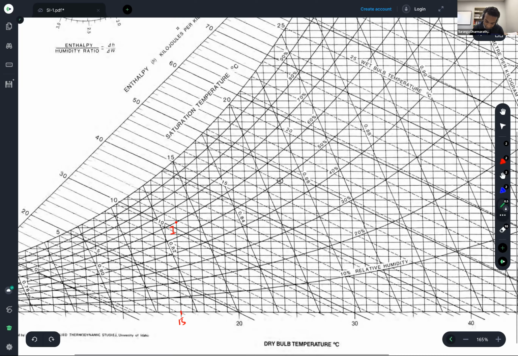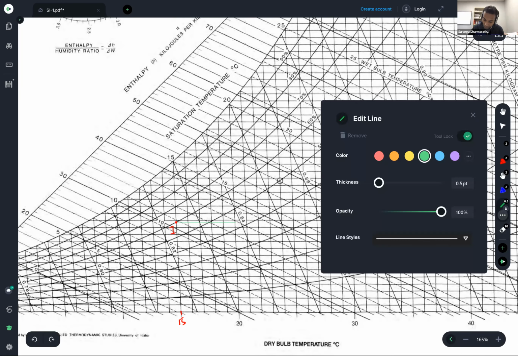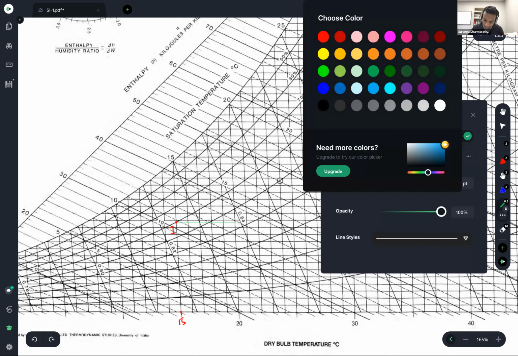This one, and then draw a straight line that goes to 20 degrees here. Different color, probably a little bit brighter one or darker. Pick that one.